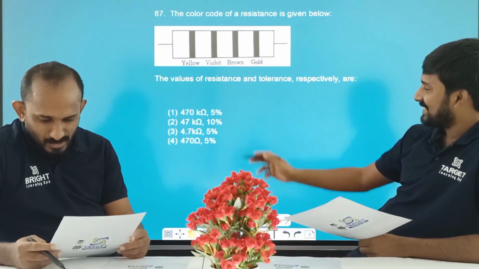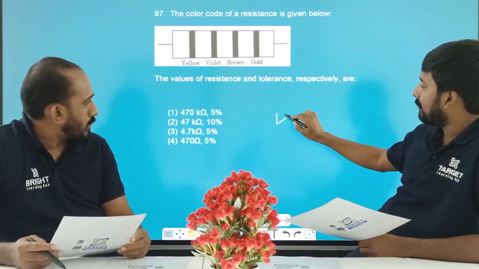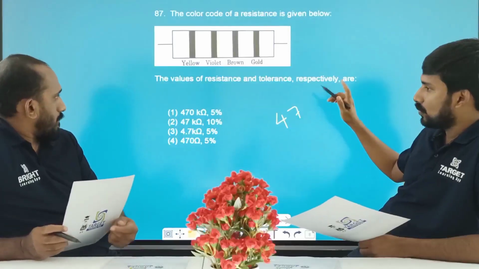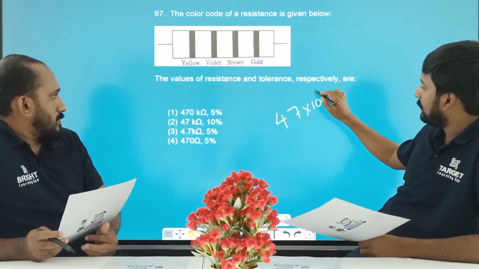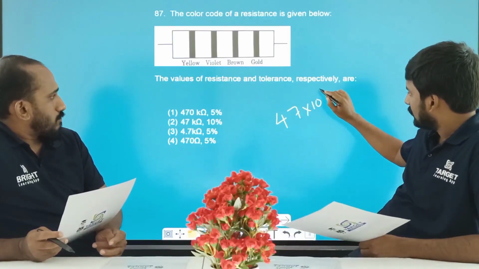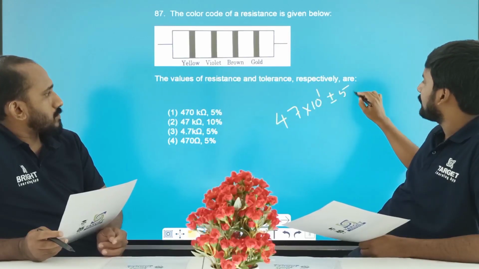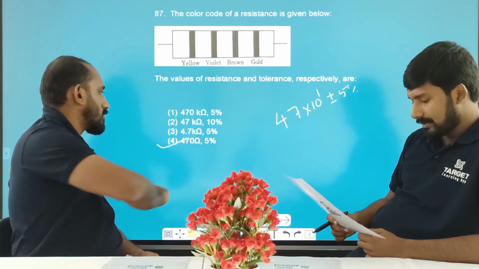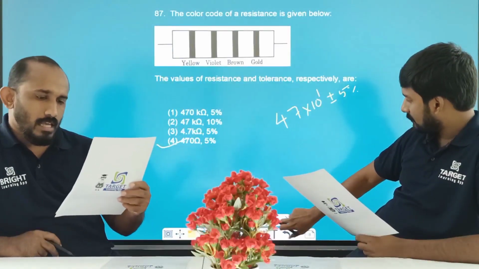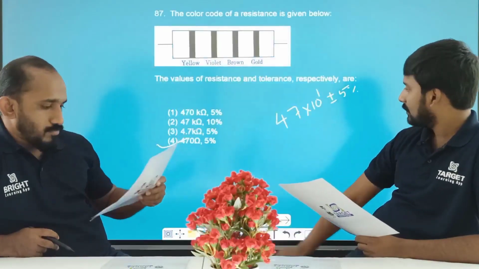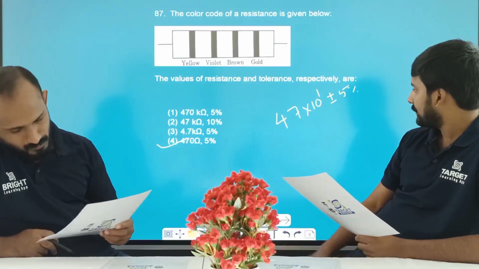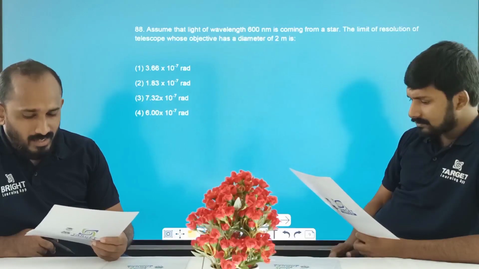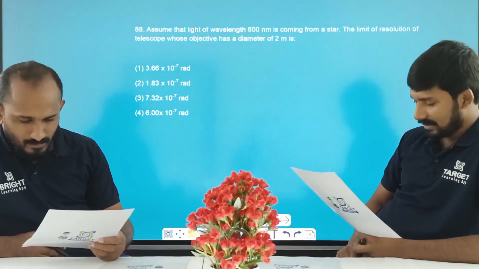So we have yellow, violet, brown. Yellow has value 4, violet is 7, brown is 10 raised to 1, that is 10 to the power 1, and gold is 5% tolerance, plus or minus 5%. So the answer is 470 plus or minus 5%. So option 4 is the right answer. Resistance and tolerance respectively are 470 ohm and 5%. Not to confuse with 4.7 kilo ohm. We can move to the next question.